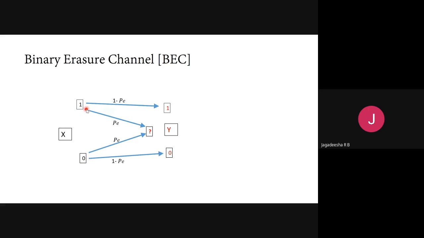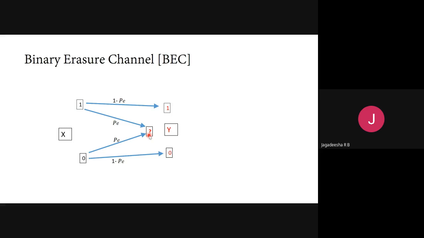If 1 is transmitted, with some probability, maybe 30%, it may appear as something that is not 1 or 0. The receiver cannot predict whether it is 1 or 0. Or when 0 is transmitted, with the same probability, maybe 30%, it will appear at the receiver as something else. This cannot be predicted by the receiver. That is due to error, because when the signal was transmitted through the channel, maybe the channel corrupted the signal and the receiver cannot identify what it was.